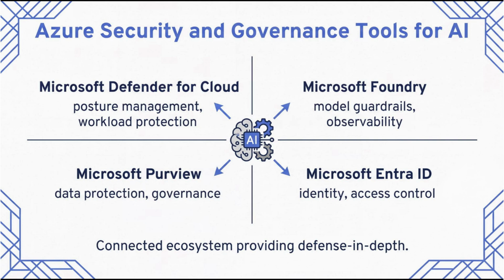Azure offers an integrated ecosystem for AI security and governance. Microsoft Defender for Cloud provides posture management and workload protection. Microsoft Foundry adds model level guardrails and observability. Microsoft Purview handles data classification, protection, and lineage. Microsoft Entra ID enforces identity and conditional access. These tools work together to deliver defense in depth from infrastructure to model output.